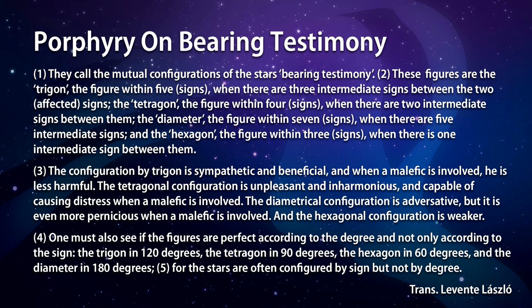Finally, he says, one must also see if the figures are perfect according to the degree and not only according to the sign. The trigon is 120 degrees, the tetragon is 90 degrees, the hexagon is 60 degrees, and the diameter is 180 degrees, for the stars are often configured by sign, but not by degree. So here he's just outlining the basis of sign-based aspects versus degree-based aspects, and also giving us a little pointer in terms of some of the meaning of the aspects.